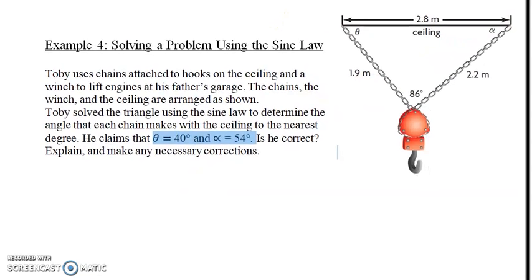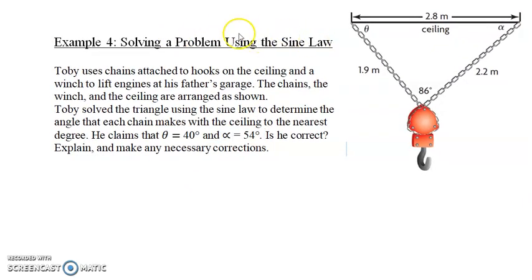All right. So in example 4, we're solving a problem using the sine law. Toby uses chains attached to hooks on the ceiling and a winch to lift the engines at his father's garage. The chains, the winch, and the ceiling are arranged as shown. Toby solves the triangle using the sine law to determine the angle that each chain makes with the ceiling to the nearest degree. He claims that alpha is 40, theta is 40 and alpha is 54 degrees. Is it correct? Explain why. So what we're going to do is take this, create a triangle, and see whether or not this is indeed correct. All right.